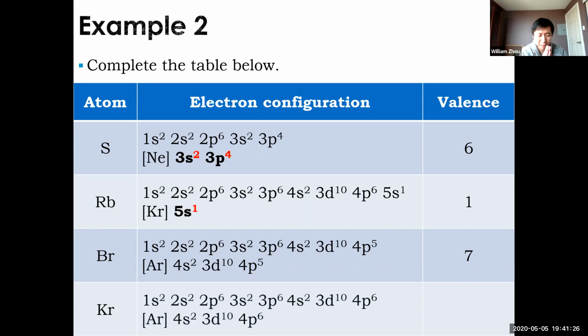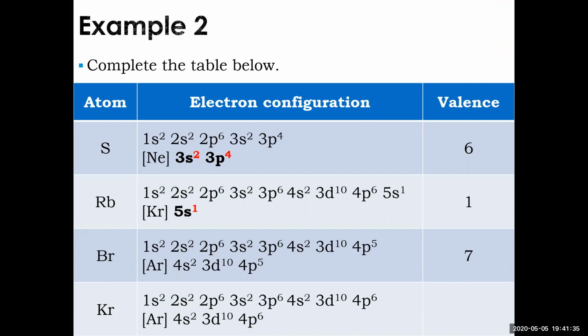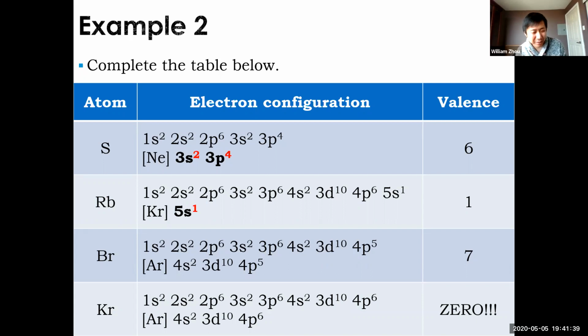Okay, last one, krypton. The configuration for krypton is 4s2, 3d10, 4p6. So how many valence electrons? 0. 0, thank you. It's 0, okay? If you write 18, that means you added them up. That's wrong. You can't do that because 3d10 doesn't count. If you exclude 3d10 and go like 2 plus 6, 8, that's also wrong because that's a noble gas. Noble gas is always 0. Please remember that. Okay, so those are the rules.